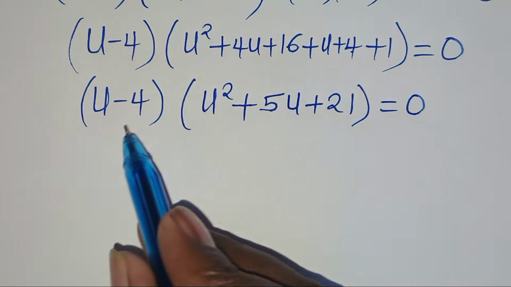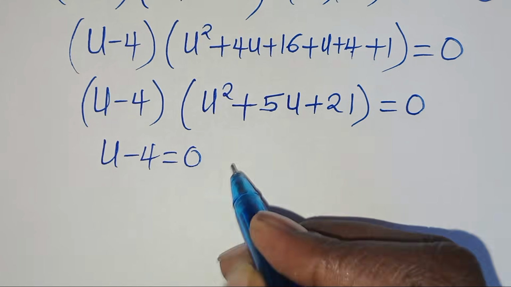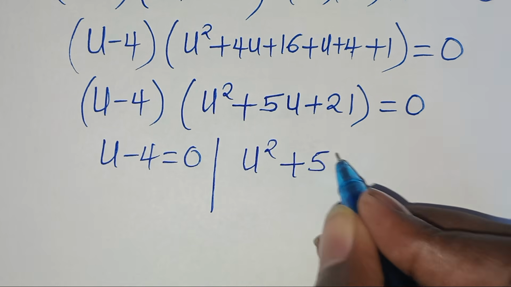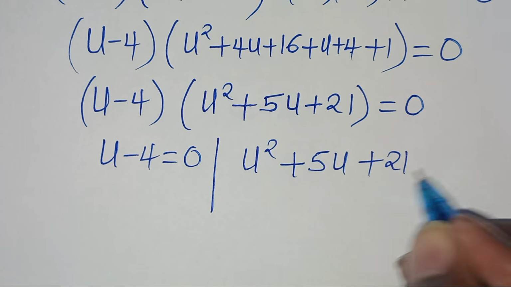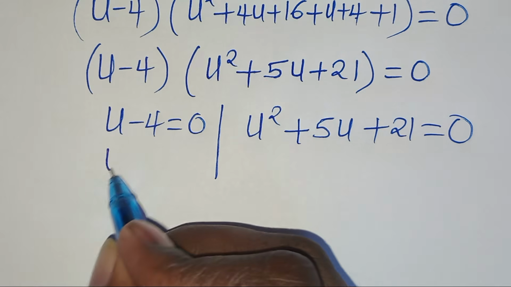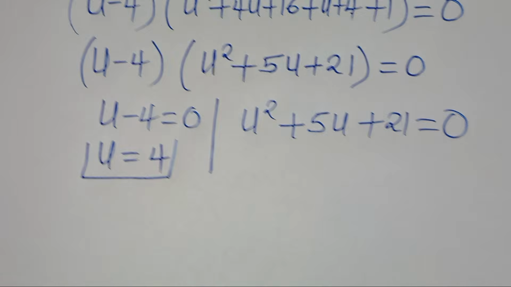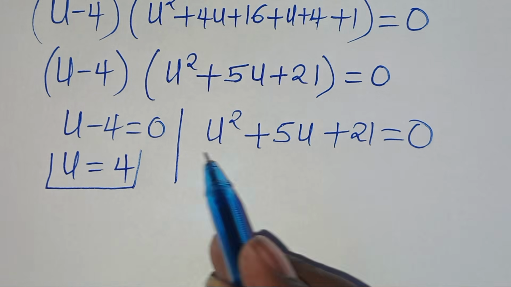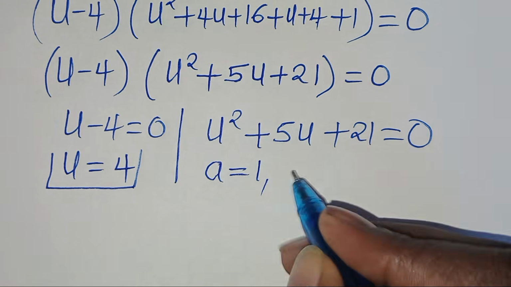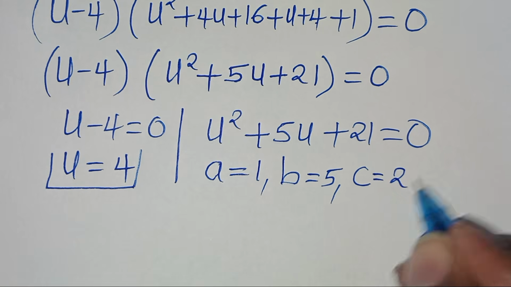So this means that we have got two parts here. That is u minus 4 equals 0, then we have u to the power of 2 plus 5u plus 21 equals 0. From the first part, we have u is equal to 4. Now, we have a quadratic equation where a is equal to 1, b is equal to 5, and c is equal to 21.